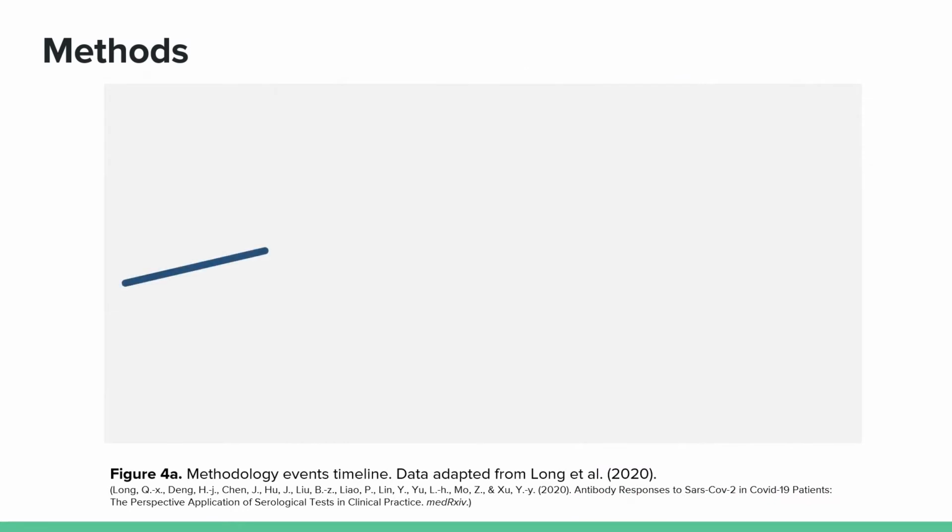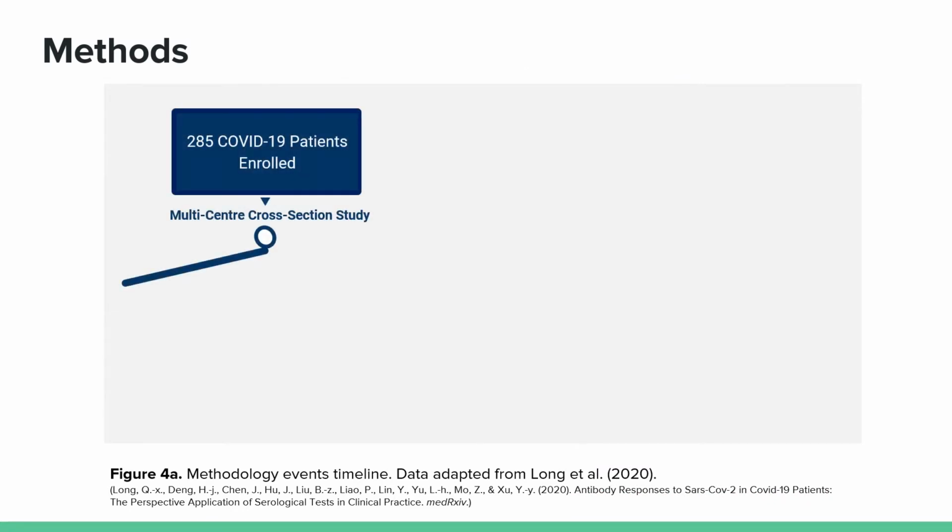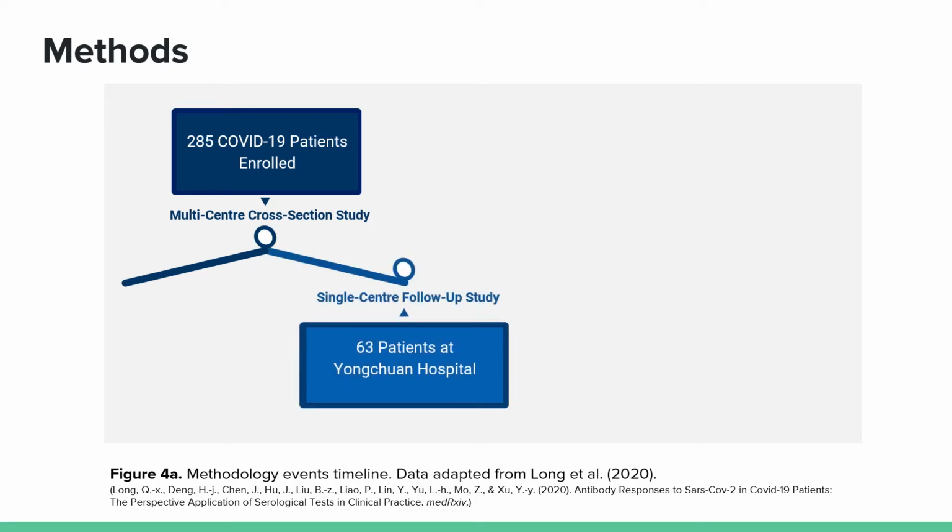In total, 285 COVID-19 patients were enrolled from 3 hospitals in the province of Chongqing, which is located adjacent to the Hubei province from which the outbreak started. All 285 enrolled patients were confirmed to be infected with COVID-19 via RT-PCR assays for nasal and pharyngeal swab specimens. In addition to the initial study, a follow-up study was performed using the serum of 63 patients at Yongchuan Hospital.